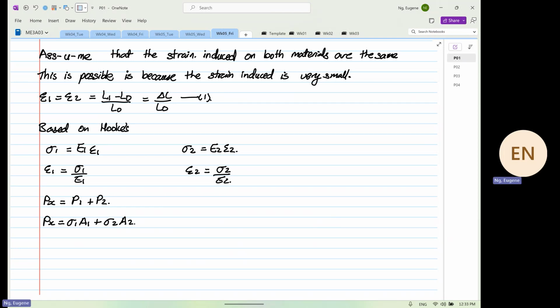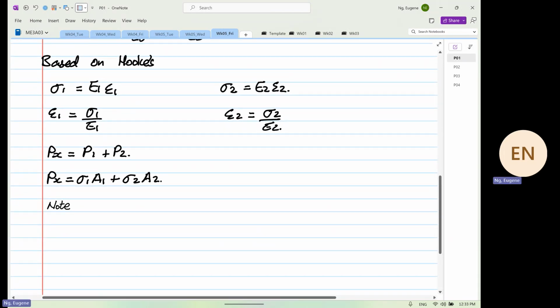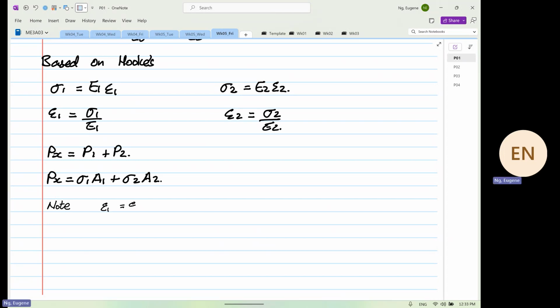Okay, so we know that epsilon 1 is equal to epsilon 2. Okay. So with this expression, we know that stress 1 over E1 is equal to stress 2 over E2.